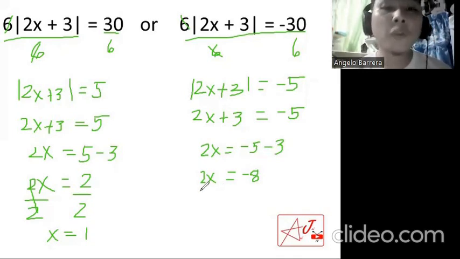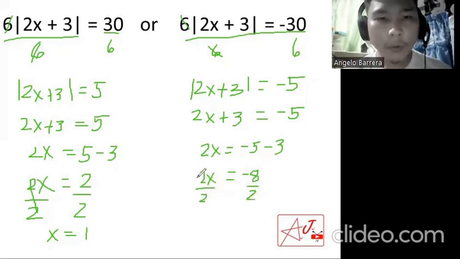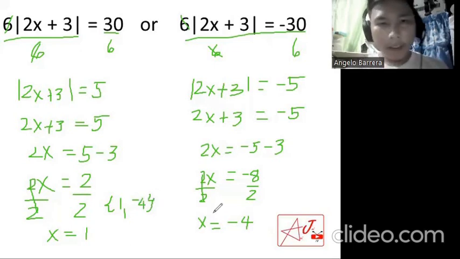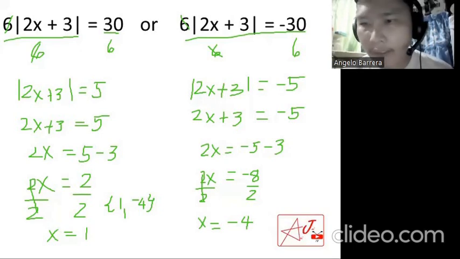So, since meron pa tayong numerical coefficient, tatanggalin natin yan. Divide both sides by 2. Okay. And then the value of x here is equal to negative 4. So, anong solution set natin? So, that is 1, negative 4. Ayan. Okay, so let's proceed with another example.